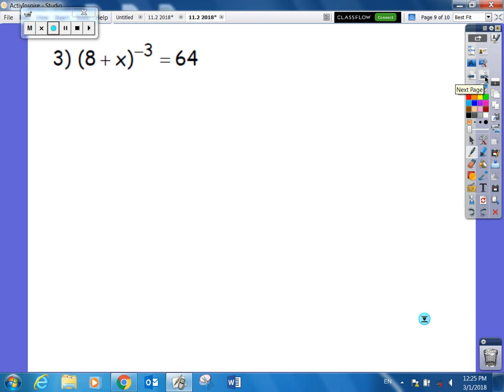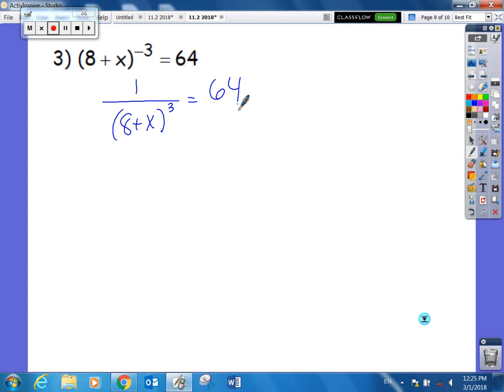All right, very similar problem, except now in the parentheses is an 8 plus x. We can't subtract 8 yet because all this parentheses is attached to that negative root 3. We can't take the negative third root of anything because that's not anything that's possible. So the first thing we do in this one is get rid of that negative exponent. The way to get rid of the negative exponent is bring it to the denominator.